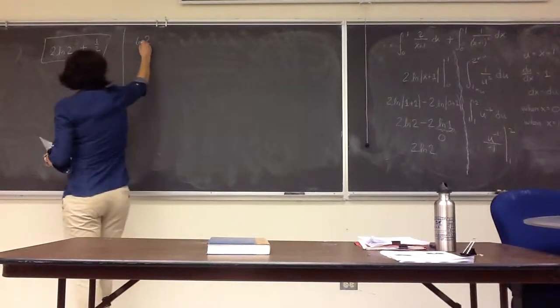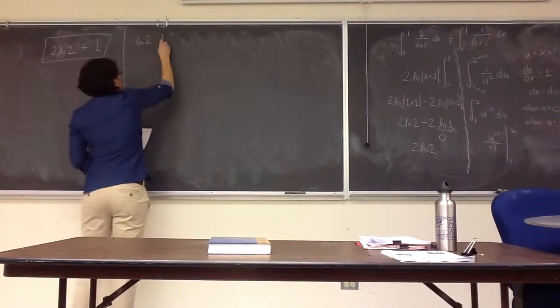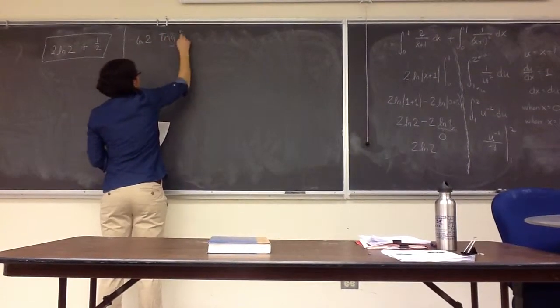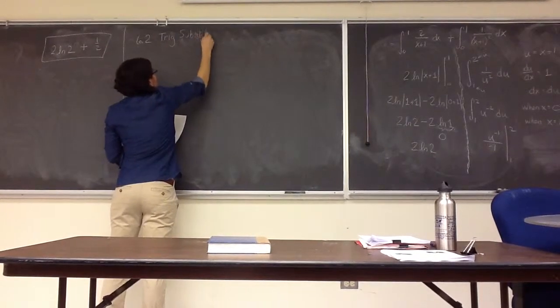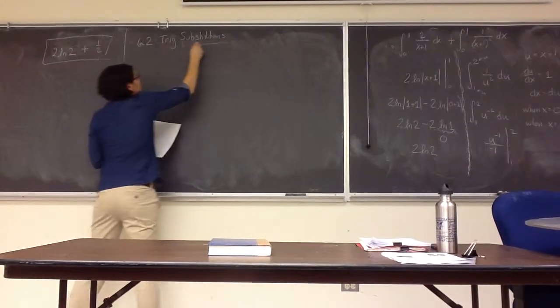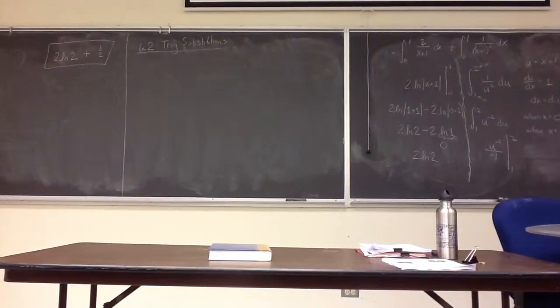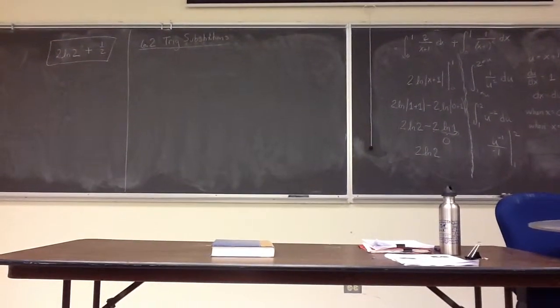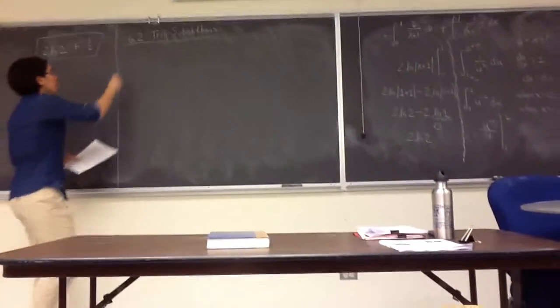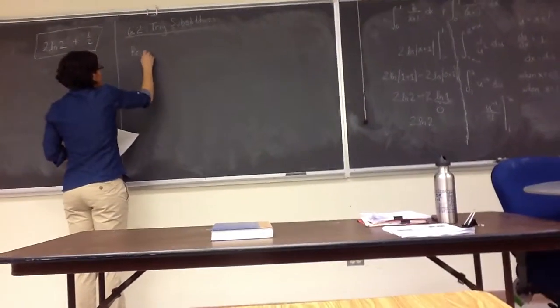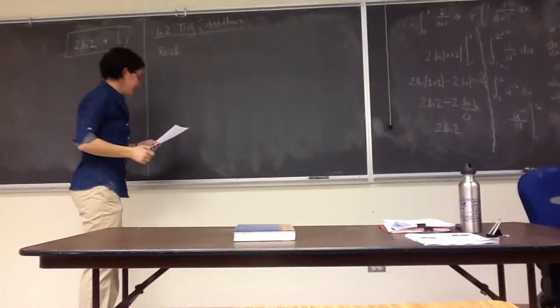There's another technique in section 6.2 that's called trig substitutions. Now, even though the other trig stuff that we did in 6.2 involved u substitutions, this is kind of an entirely different animal.